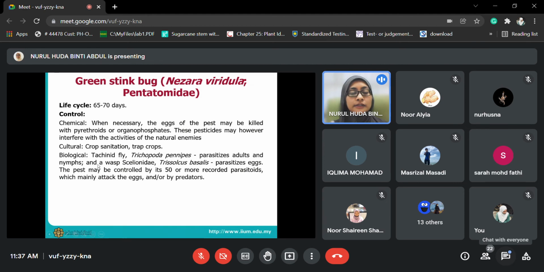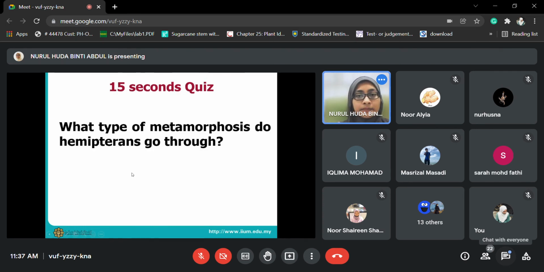And for biological control, there are a few insects like tachinid fly, which can parasitize adults, and there are also wasps that can parasitize eggs. Okay, so there are many parasitoids that may become biological control for these insects. Okay, then another question.